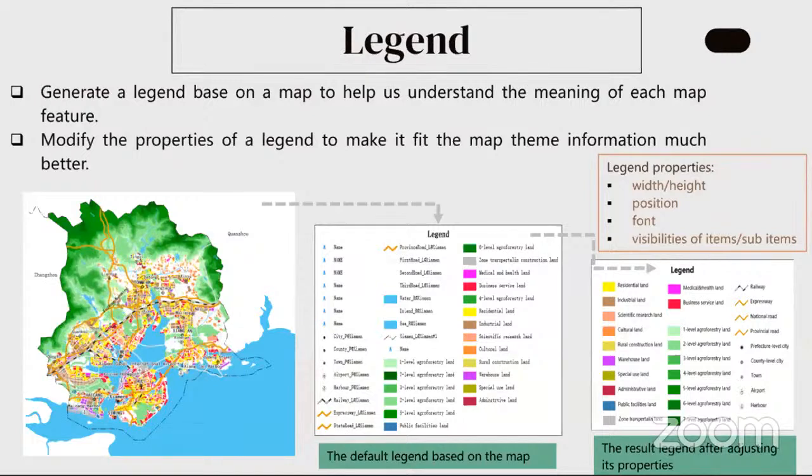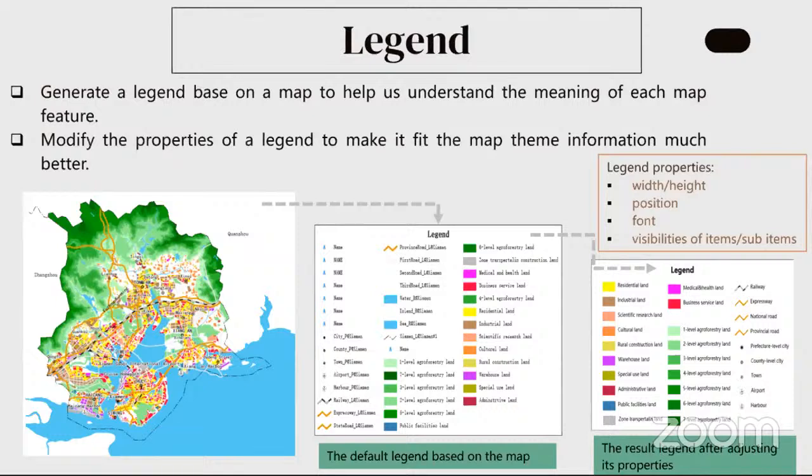We can modify the properties of the legend to make it fit the map theme information much better, and you can also modify it to make it more interesting and easy to read. You can also delete the unnecessary parts or info to make it readable and easy to access. There are a few properties that you can modify, where you can adjust the width or height of the legend, the position of the legend, the font, and also the visibility of the items and sub-items.